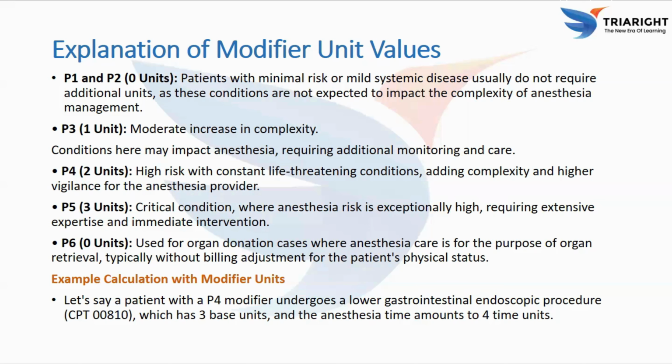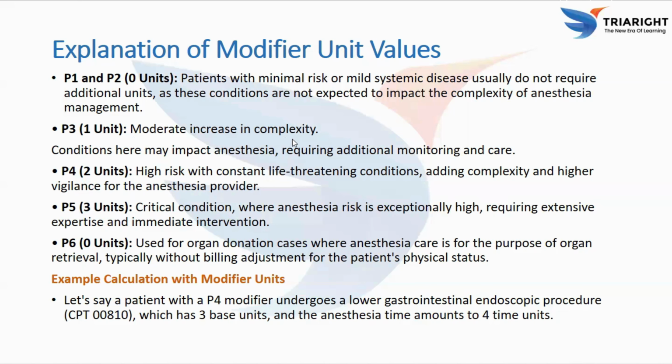Whereas P3 is 1 unit, a moderate increase in the complexity. The patient has a serious disease that can affect anesthesia, so it also needs extra monitoring and care. For example, uncontrolled diabetes, stable heart disease and COPD. So why 1 unit? It means a moderate increase in the complexity.